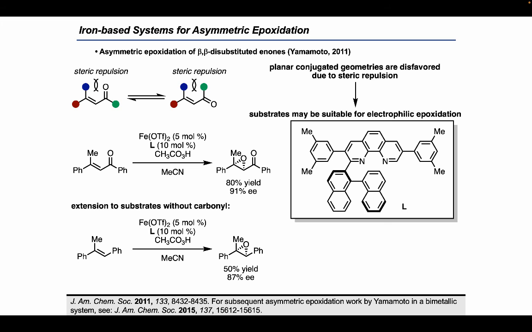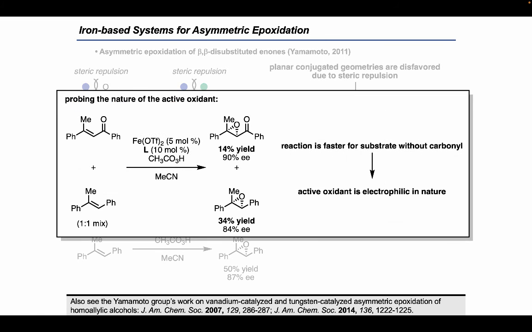Was it really electrophilic? To settle this question, the authors set up a competition experiment between the two substrates shown. One, a beta-beta disubstituted enone, and the other, a trisubstituted alkene. Under the conditions of the reaction, they found that the substrate lacking a carbonyl reacted noticeably faster, leading them to conclude that the active oxidant is indeed electrophilic in nature.